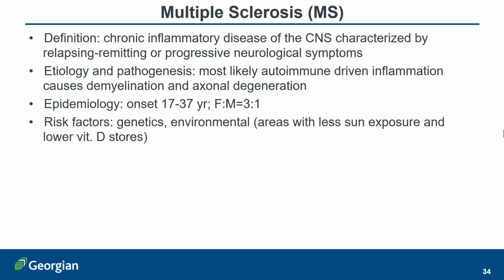We're going to move on now to discuss multiple sclerosis. Multiple sclerosis, or MS, is a chronic inflammatory disease of the CNS characterized by relapsing/remitting or progressive neurological symptoms.